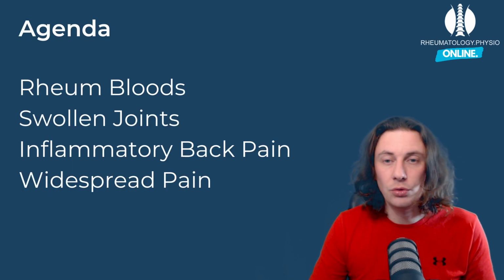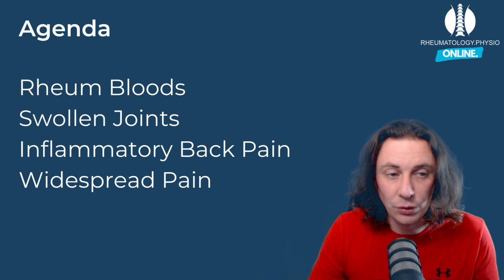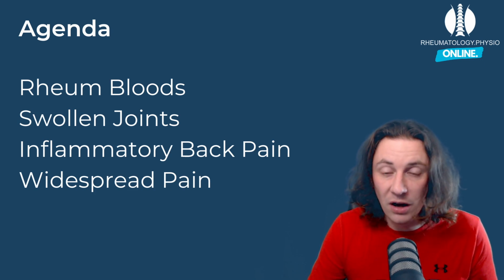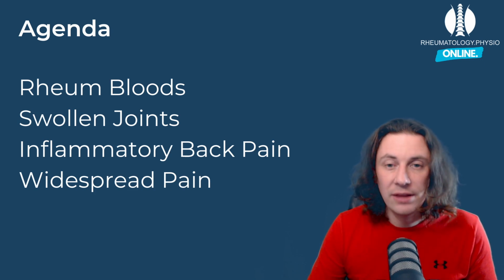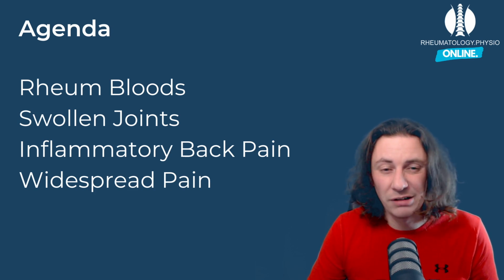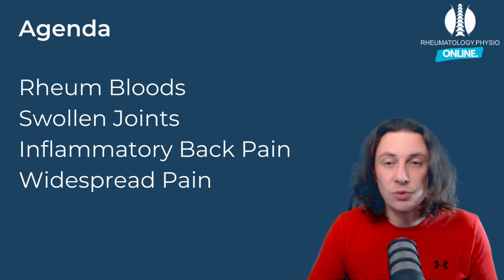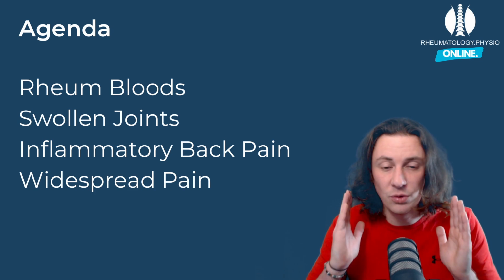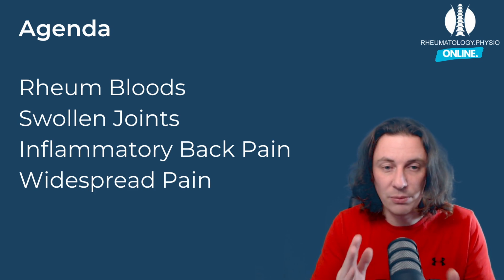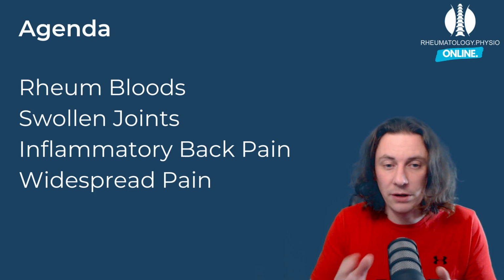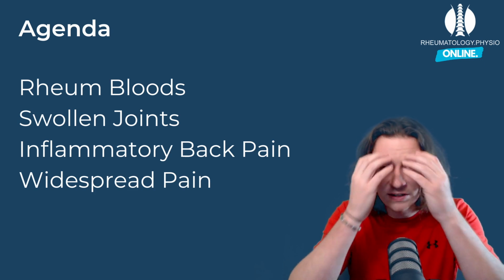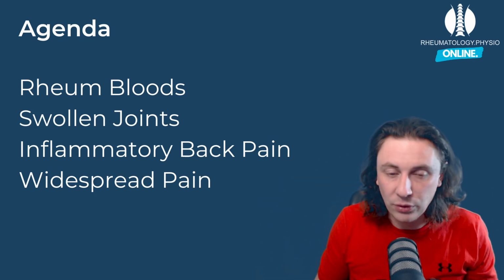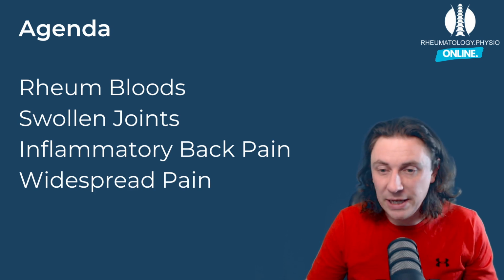We are going to have a quick overview of what some of the rheumatology bloods are, just so we're all on the same page. Then I've got three scenarios for you where the rheumatology bloods have come back negative: swollen joints, inflammatory back pain, and widespread pain. So hopefully those will zero in on some of the practical elements for us, and that will get us going where we need to be.